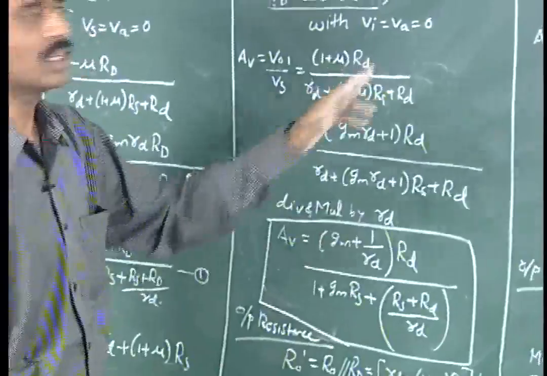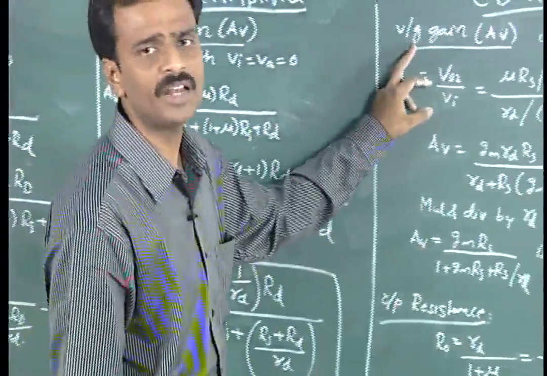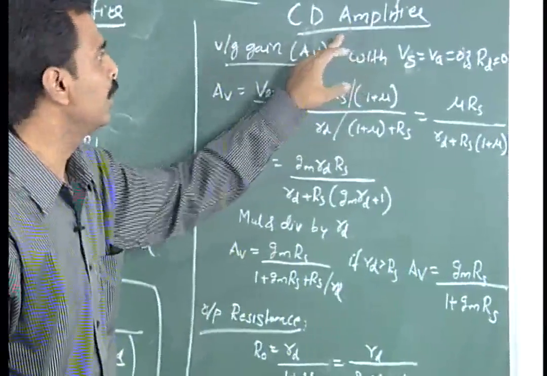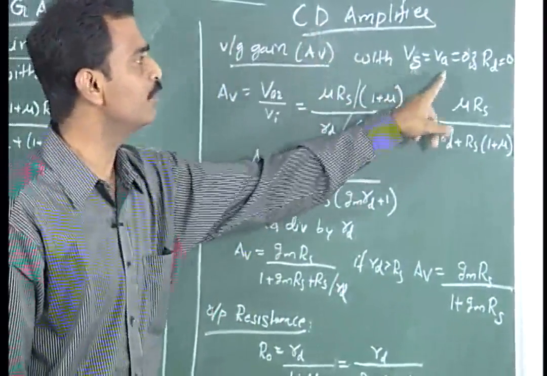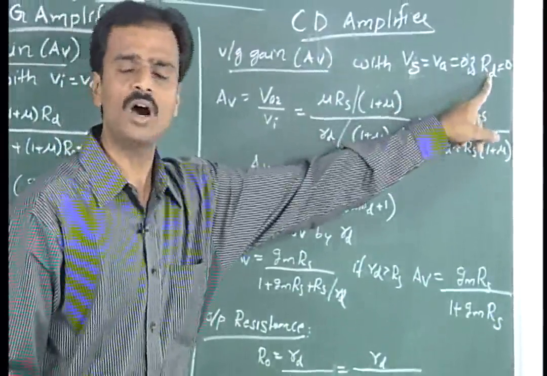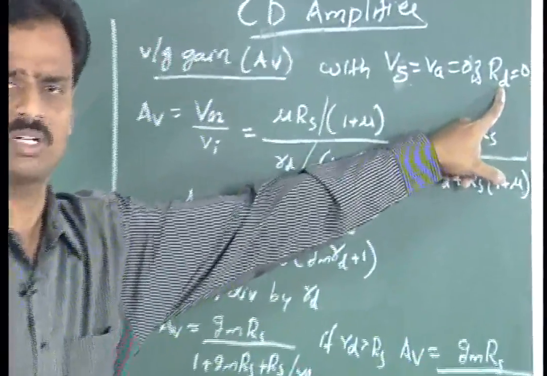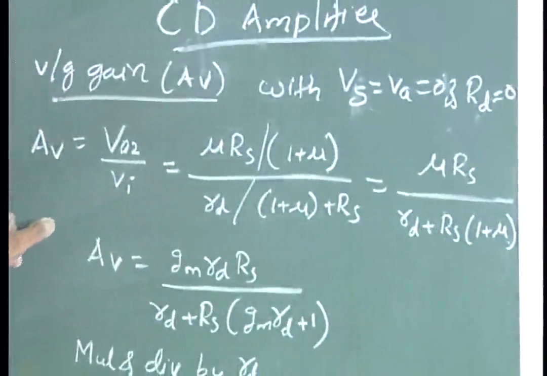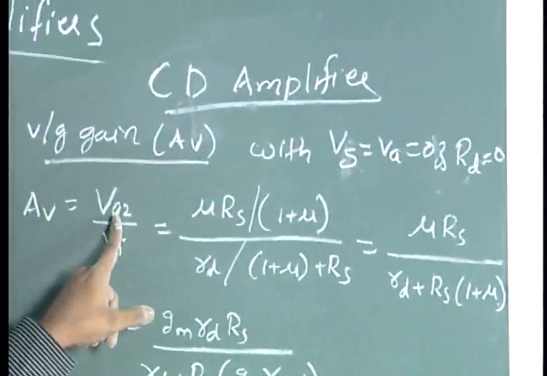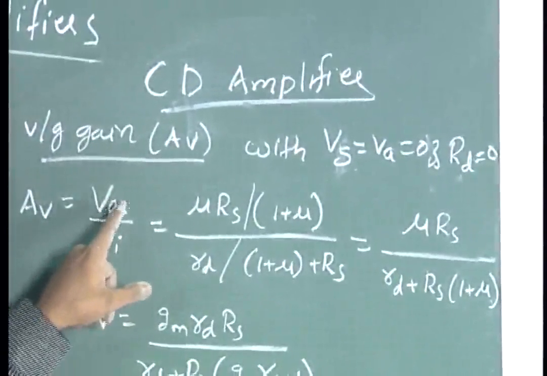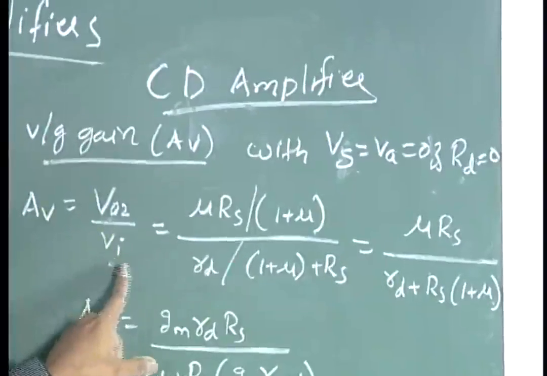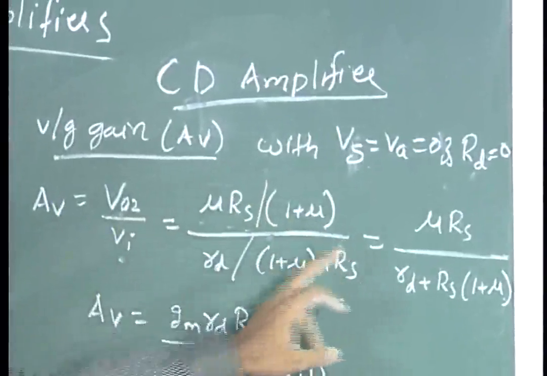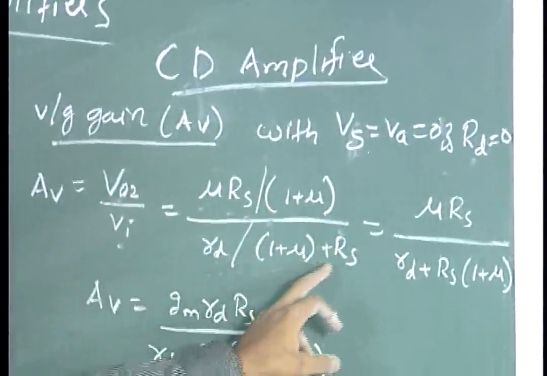Next, coming to the last one, the common drain amplifier. The common drain amplifier is also called a source follower, where for this case Vs and Va will be equal to 0, and Rd will also be equal to 0 simultaneously. With these conditions, we can calculate the voltage gain for the case of common drain amplifier, where the output will now be Vo2. The output is taken across Vo2 and the input is Vi. Just substituting the value of Vo2 here, it's mu Rs by 1 plus mu, and the Vi will be Rd by 1 plus mu Rs.